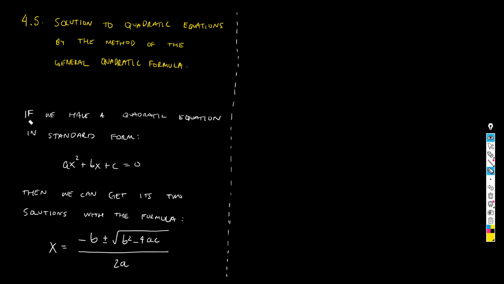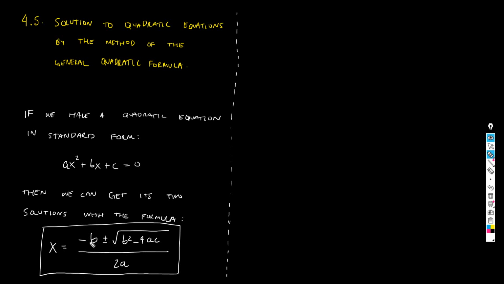So let's start. Let's read this sentence. If we have a quadratic equation in standard form, and I remind you what the standard form means, it means exactly this, then we can get its two solutions with this formula. This is what we understand as the general quadratic formula. Some people just call it the general formula, some people just call it the quadratic formula, and that's fine. We more or less understand what that means. But technically speaking, we have to say the whole thing: general quadratic formula. And it's all of this.